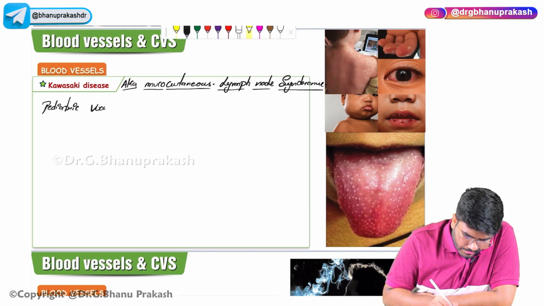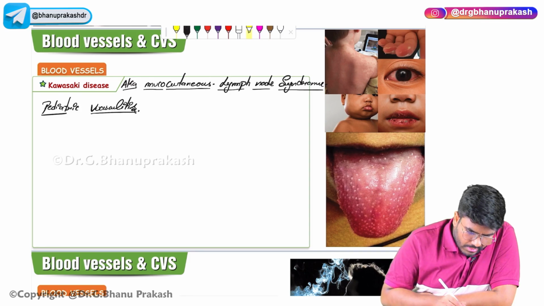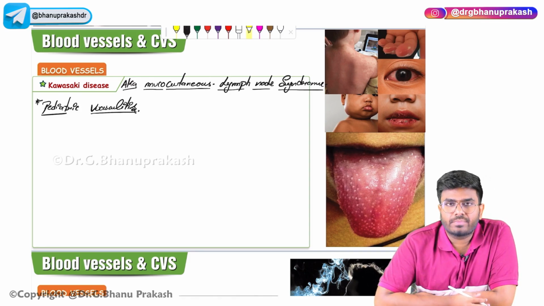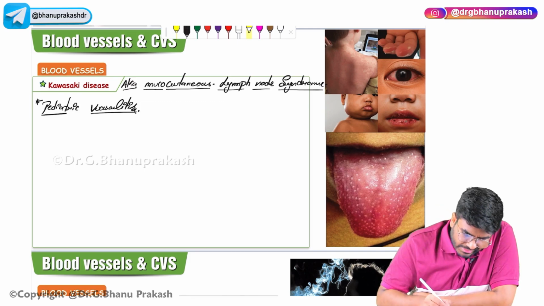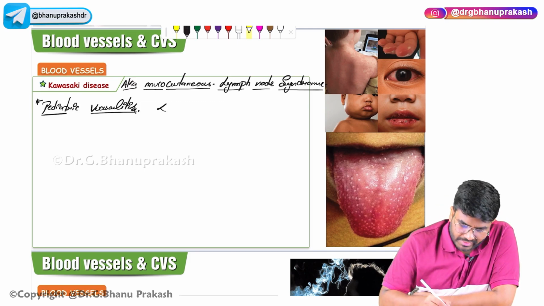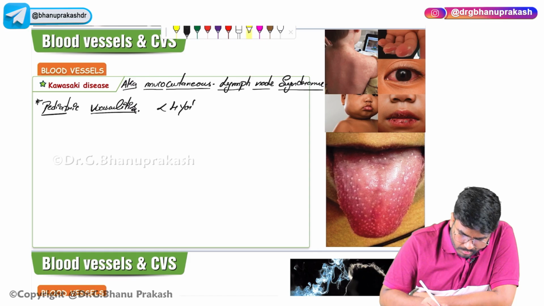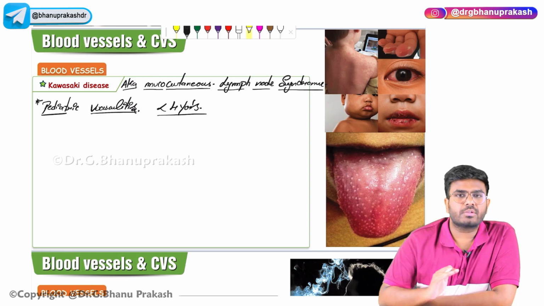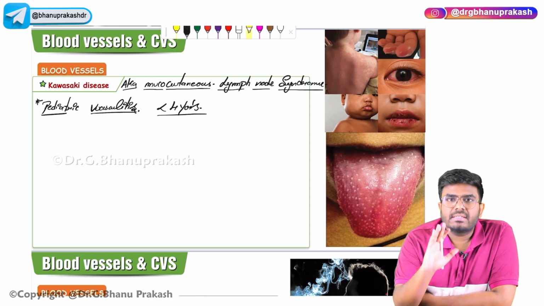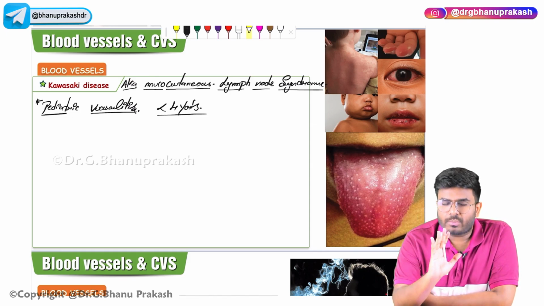Pediatric vasculitis. Now, that's the reason why I have shown you a kid with a corona beer. So, pediatric vasculitis, and the most common age group that's going to be affected is less than 4 years. Some books mention 4 years and some books mention 5 years, but okay. Children less than 4 years are going to be most commonly affected.